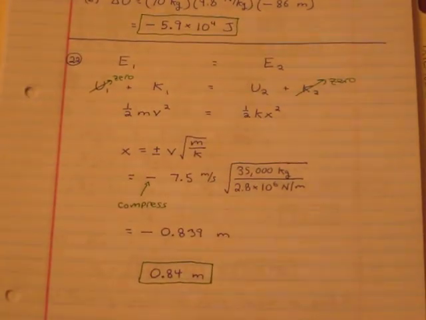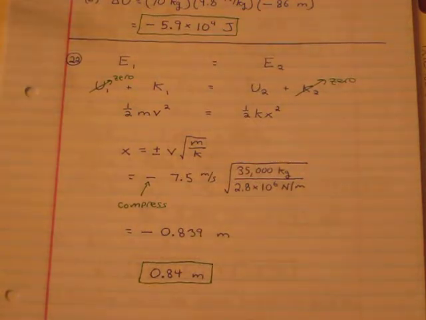Number 22 is a conservation of energy problem: a 35,000 kilogram boxcar moving at speed, stopped by a spring-loaded bumper mounted at the end of the level track. It gives the spring constant 2.8 times 10 to the 6 newtons per meter. How far does the spring compress in stopping the boxcar?